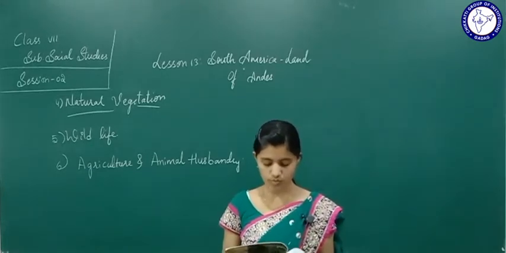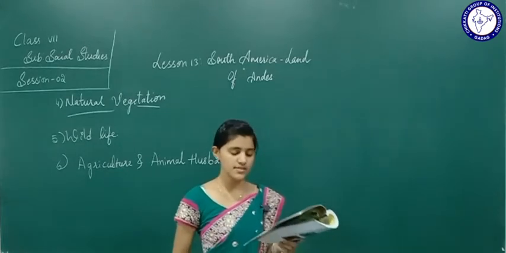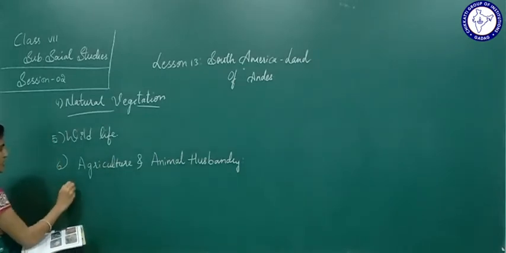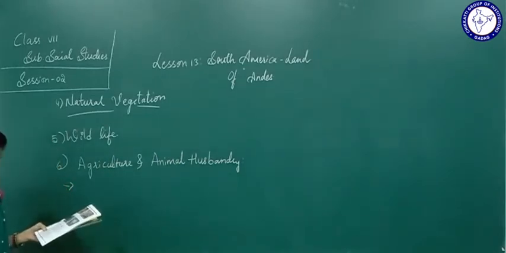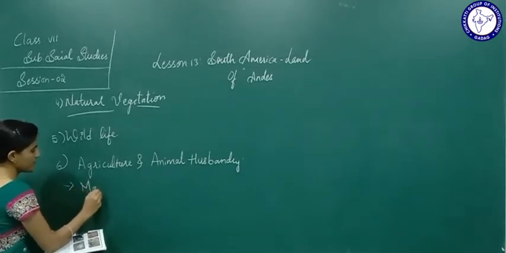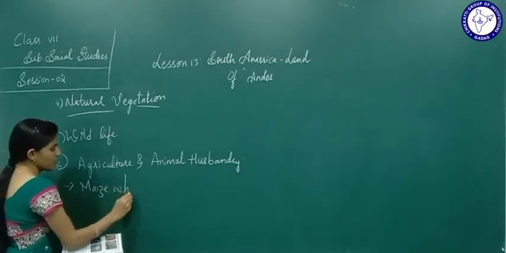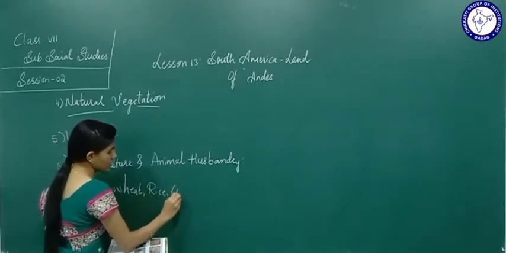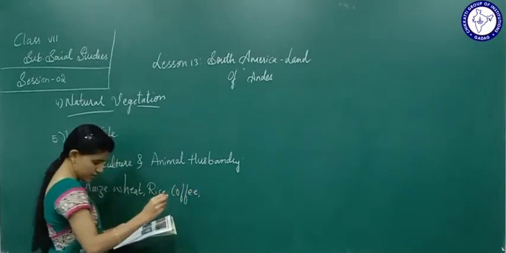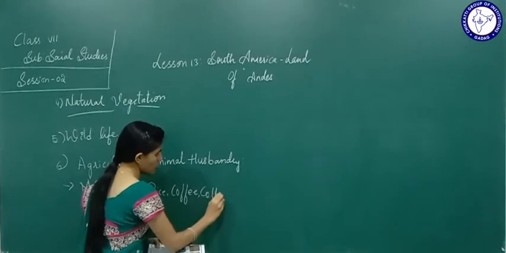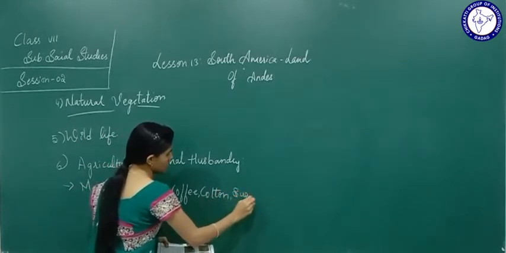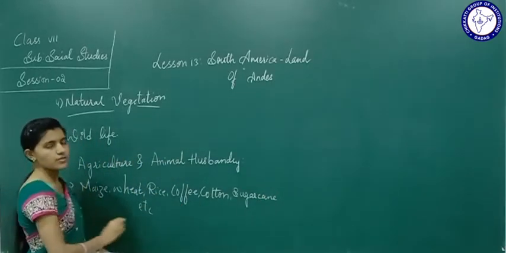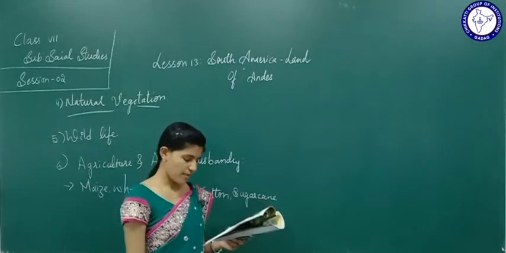Most important crops of South America are maize, wheat, rice, cotton, coffee, sugarcane, etc. What are some of the major crops? They are maize, wheat, rice, coffee, cotton, sugarcane, etc. These are the important crops of South America.